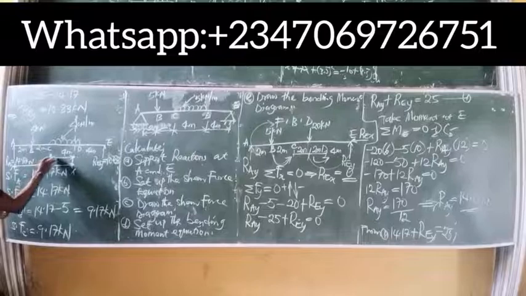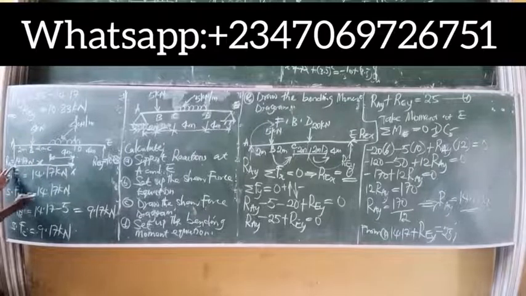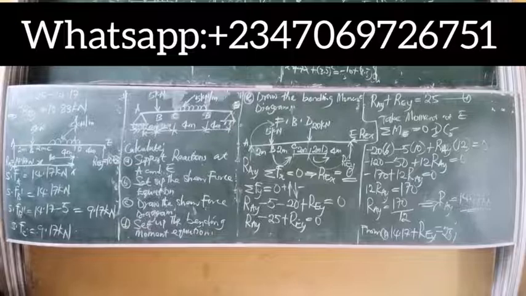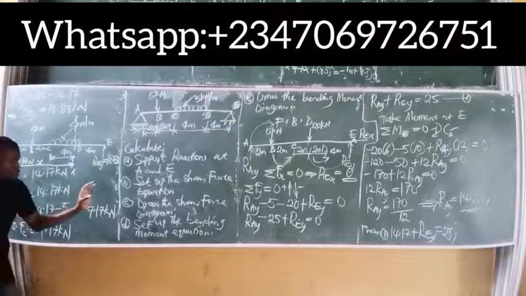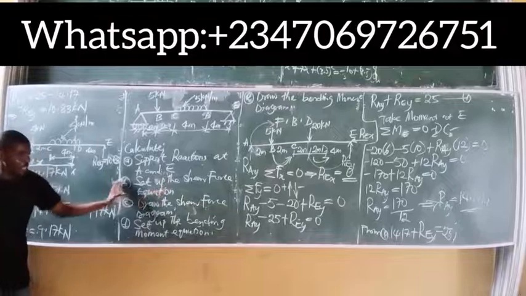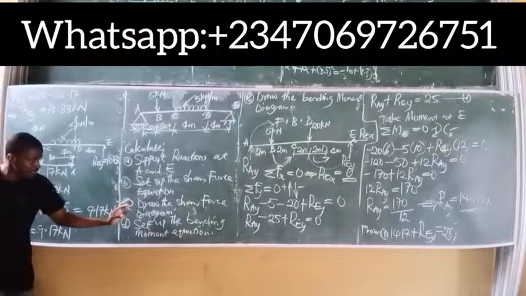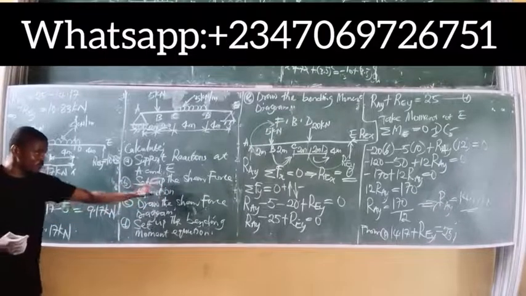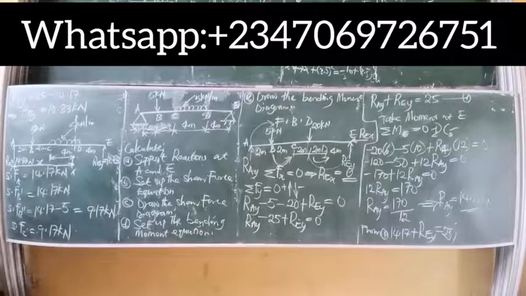So I said that if we take a section along the UDL, because we have a UDL, it's a different kind of loading. It's not the normal loading though. So we need to find what is the length of the UDL. Because of this UDL, we have to form what is called a UDL equation, I mean the shear force equation. That's what this is saying here: set up the shear force equation.